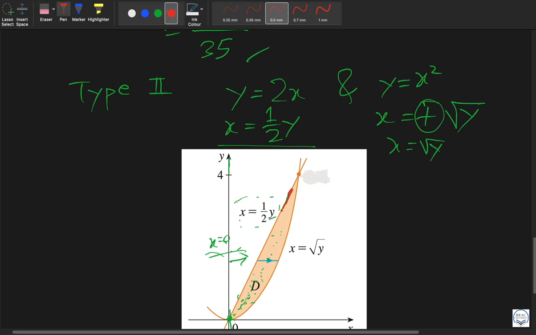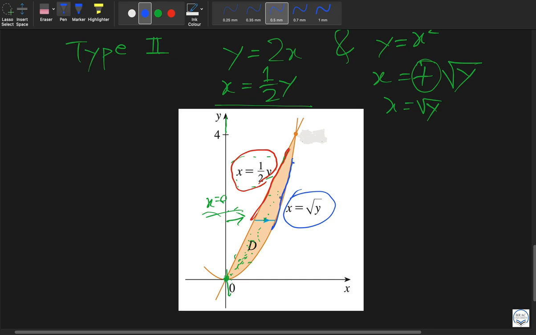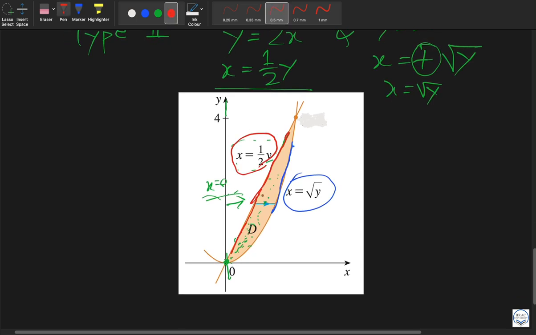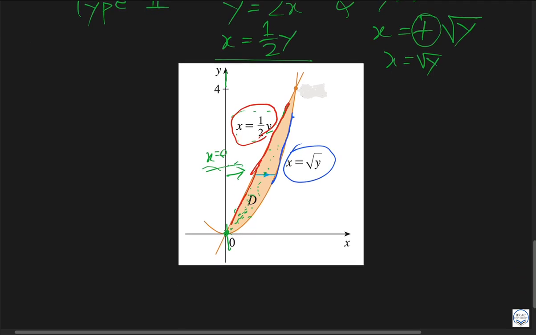Let's use a different color. So this is x equals half y, and this is our curve x equals square root of y. So how will we now find our limits?